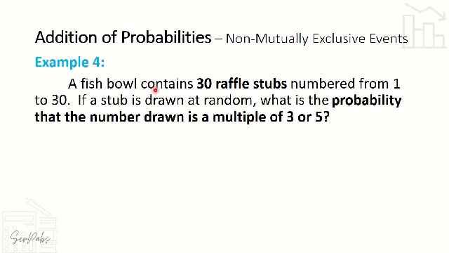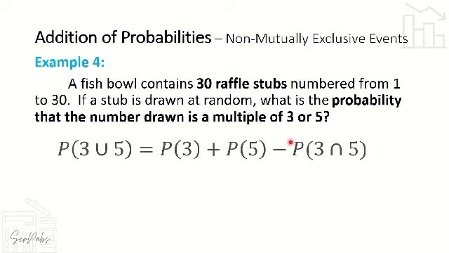A fishbowl contains 30 raffle stubs. So meron akong 30 na raffle ticket sa loob ng fishbowl na merong numbers from 1 to 30. If a stub is drawn at random, what is the probability that the number drawn is a multiple of 3 or a multiple of 5? Kung bubunot daw ako ng raffle stub, ano yung probability na mabubunot ko ay multiple ng 3, so pwedeng 3, 6, 9, 12, o kaya multiple ng 5, so pwedeng 5, 10, 15, 20, and so on. Yan ang hinahanap natin.